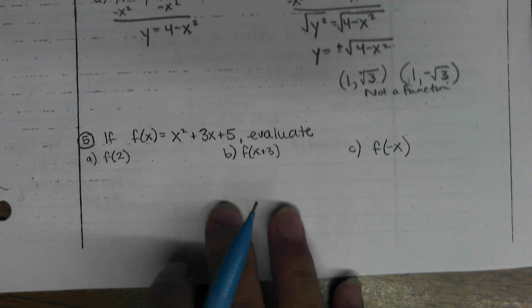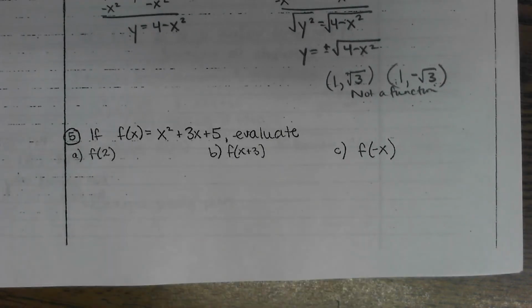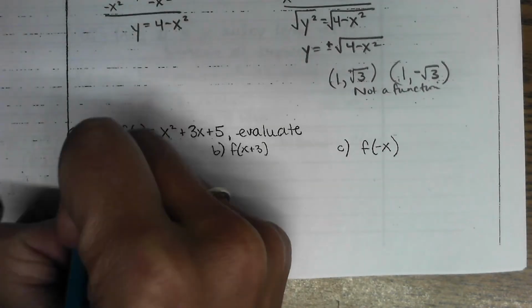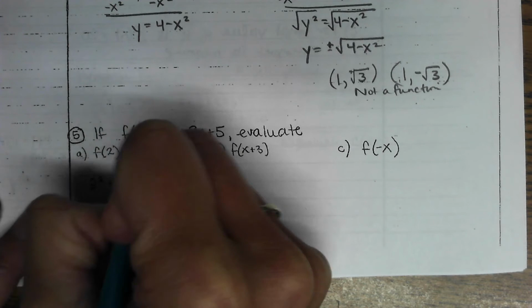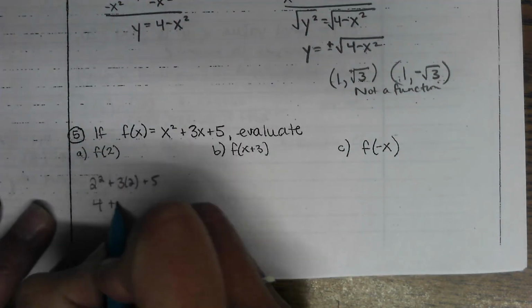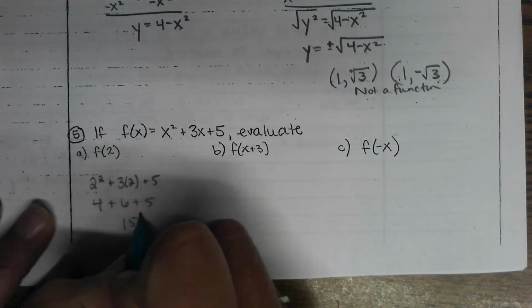Okay, if we jump to number 5, and we're just evaluating, just practicing this, we're plugging in 2 to 2 squared plus 3 times 2 plus 5. 4 plus 6 plus 5 is 15.